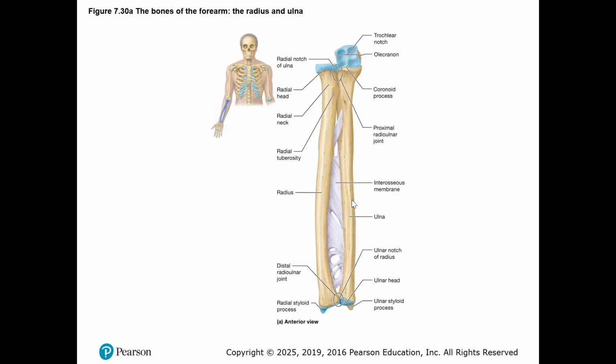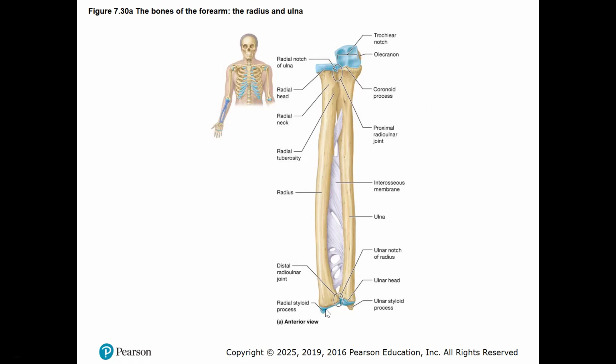You have the radius and ulna that are kind of fused together here by this interosseous membrane. Inter meaning between, osseo meaning bones. This interosseous membrane distributes force between these two bones to make them equal in reducing the load on each bone. So it helps to distribute the force there. And then that leads us down here to the distal ends of the radius and ulna.